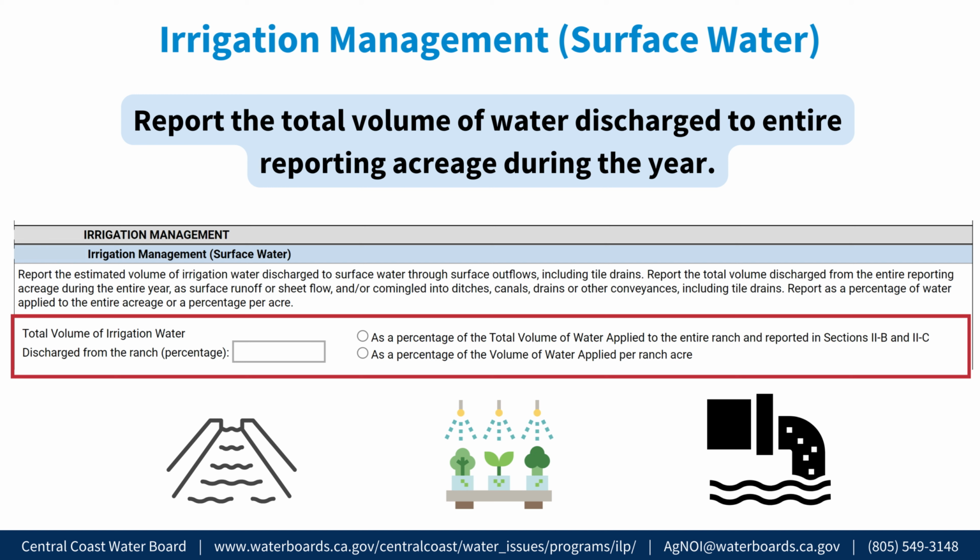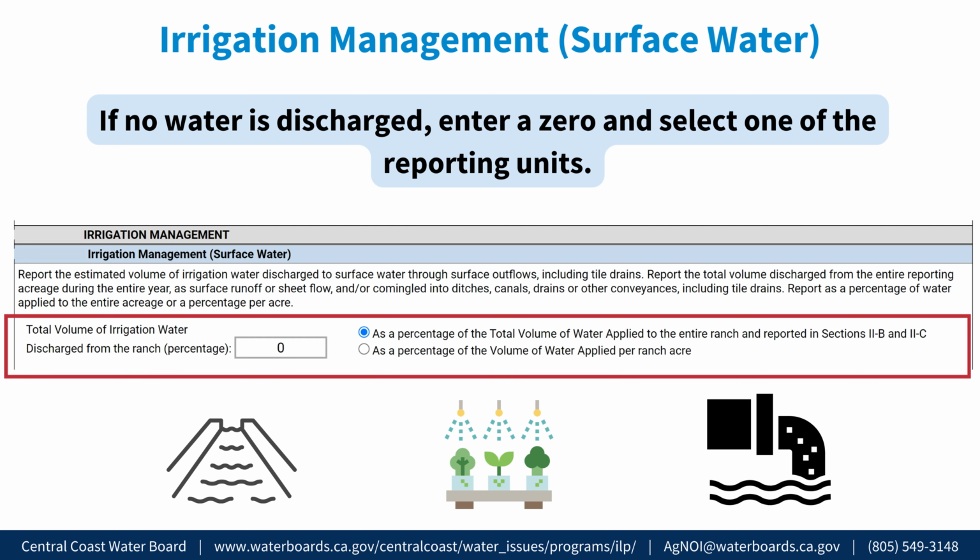Report as a percentage of water applied to the entire acreage or a percentage per acre. This percentage is based on the measured total volume of water applied to the ranch and entered in the previous section, nitrogen applied with irrigation water. If there is no irrigation water discharged to surface water bodies, enter a 0 and select any one of the reporting units.